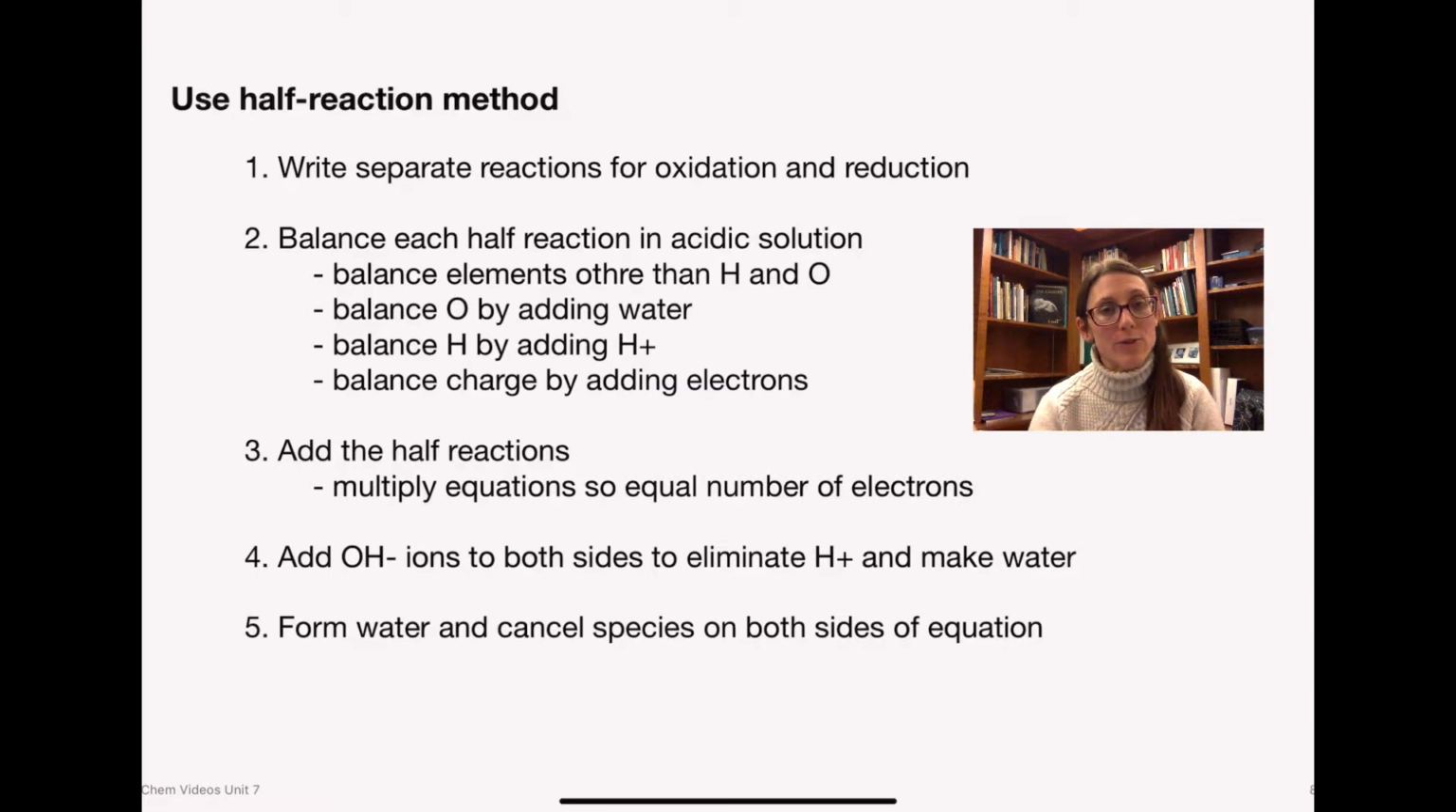So once you've balanced your reactions, you are going to add hydroxide ions to both sides, because that's what you have more of in a basic solution, in order to eliminate the hydrogen ions. Where you have both hydroxide and hydrogen ions, you'll make water. And then you're going to have excess hydroxide on the opposite side of the equation. I'll show you how this works.